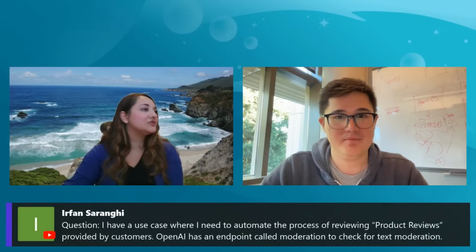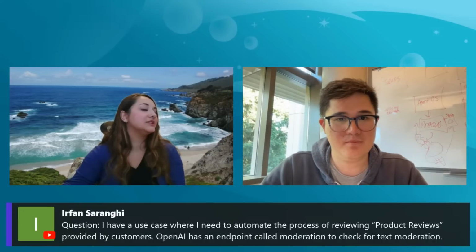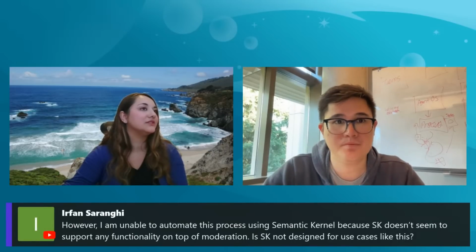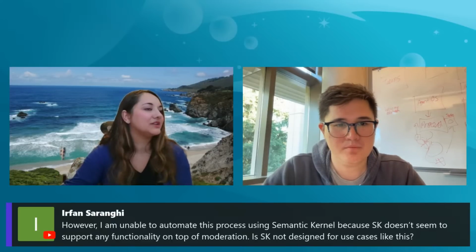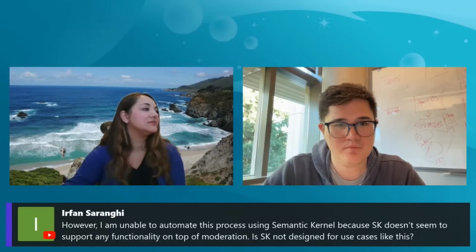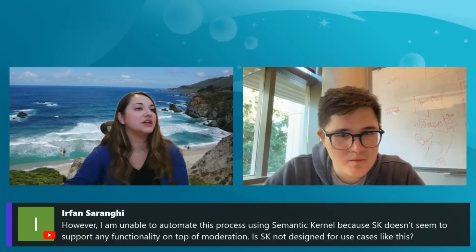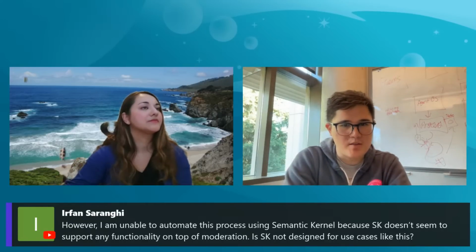Okay, great. I see another question. The individual has a use case where they need to automate the process of reviewing quote unquote product reviews provided by customers. OpenAI has an endpoint called moderation to check for text moderation. So, yeah, absolutely. Being able to go through and summarize is definitely a piece of that. And I see there's a bit more of the question as well. However, I'm unable to automate this process using Semantic Kernel because SK doesn't seem to support any functionality on top of moderation. Is Semantic Kernel not designed for use cases like that?